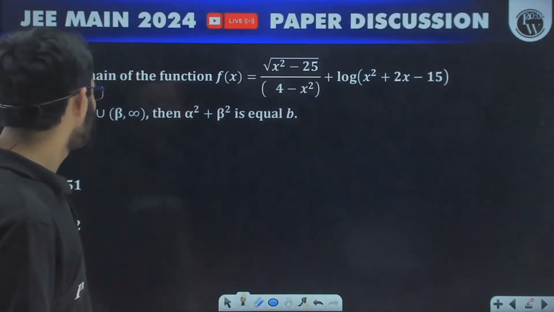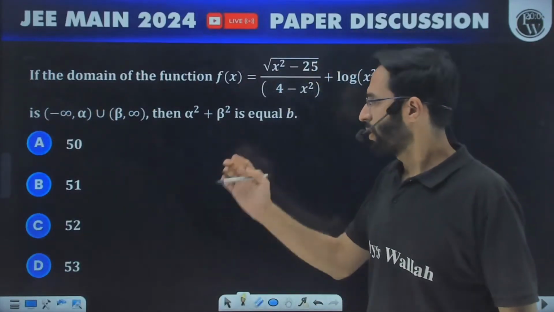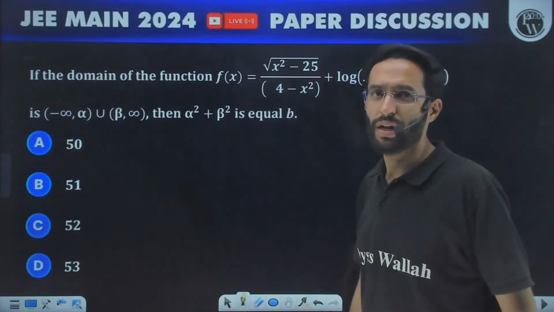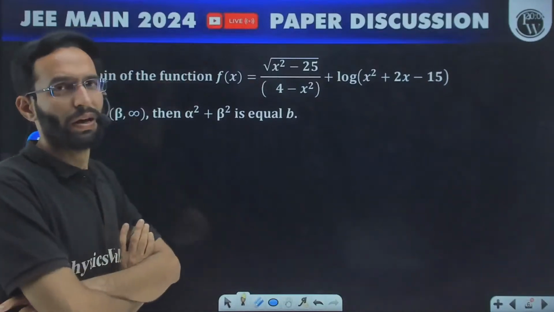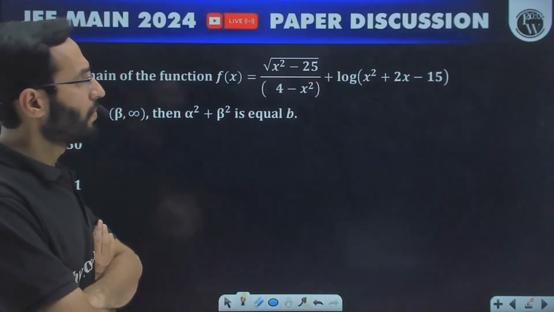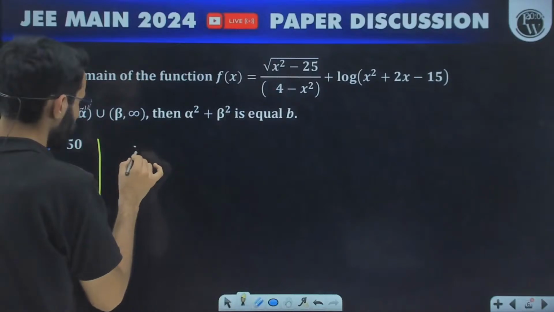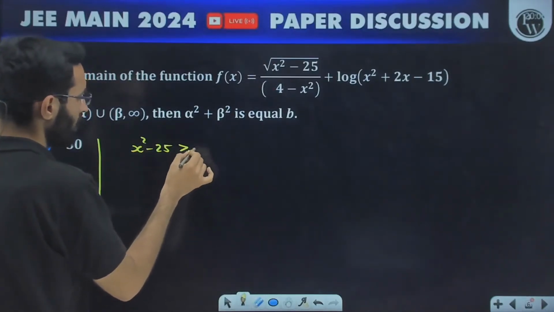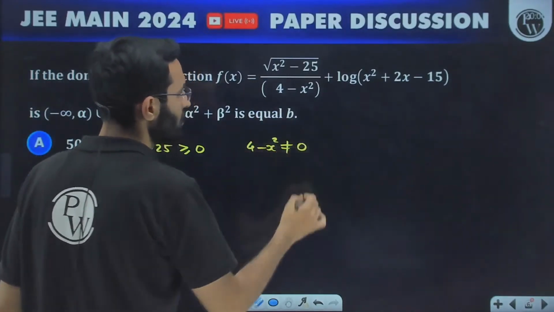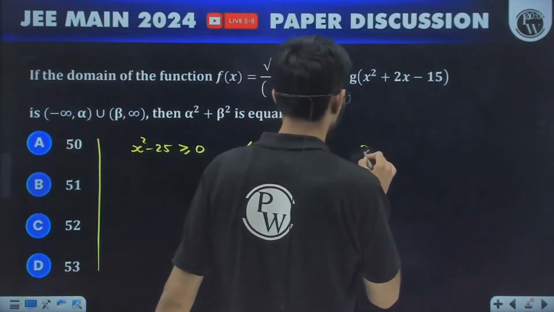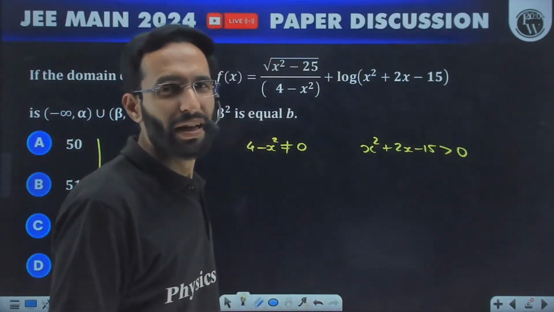We need to find the domain of this function, and we need to compare that domain with minus infinity to alpha and beta to infinity. And from there, we need to find the value of alpha square plus beta. So let us try to find. The function is square root of x square minus 25, upon 4 minus x square, plus log of x square plus 2x minus 15. To find its domain, first for this square root, x square minus 25 should be non-negative. For this denominator, 4 minus x square should not be 0. For this logarithmic function, x square plus 2x minus 15 should be greater than 0. Hope you are clear with this first.